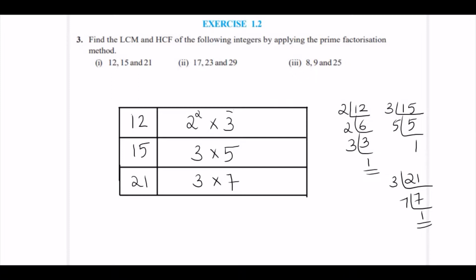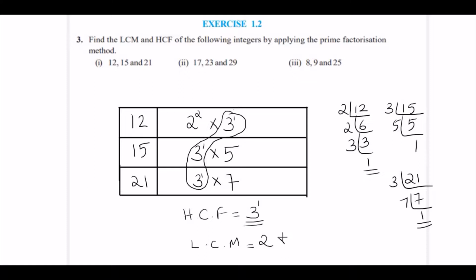So in HCF, check which is the common factor. Here 3 is a common factor in all the numbers. So HCF is 3 with the least power. All the factors have the power 1. So the least power is 1. So HCF is 3.